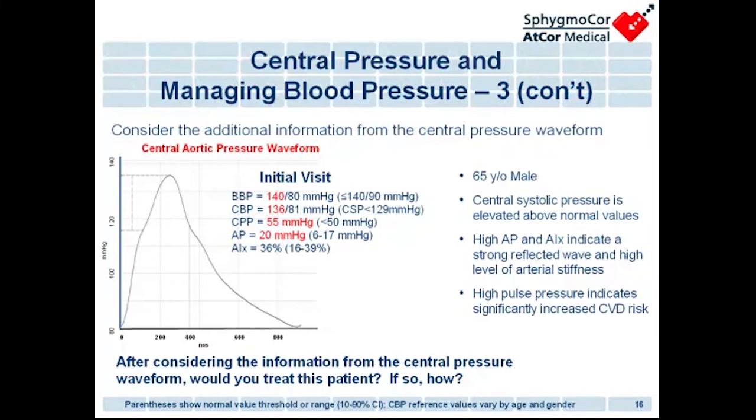So after considering this information, would you treat this patient? If so, how? Well, of course you treat him. But again, we've got an argument for using drugs that we know are going to disproportionately decrease central pulse pressure, and that would be ACEs and calcium channel blockers.